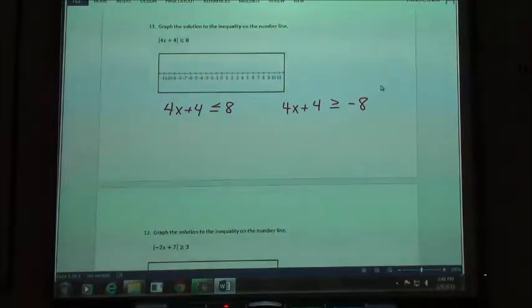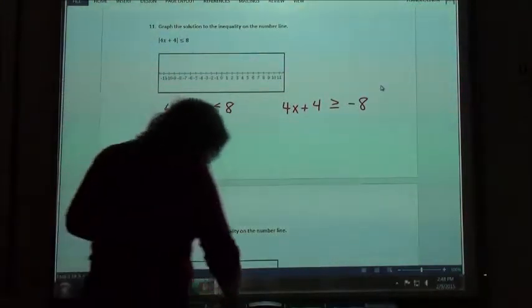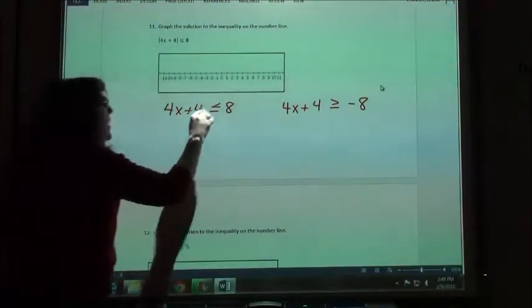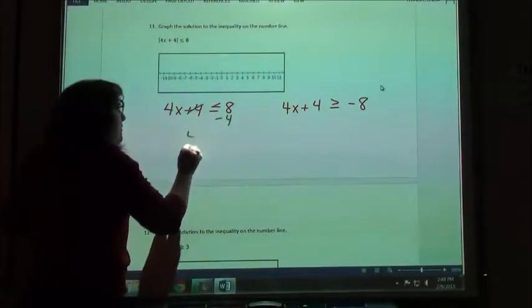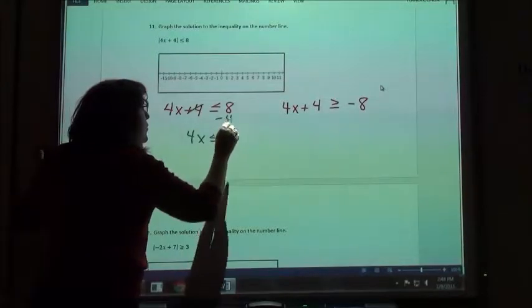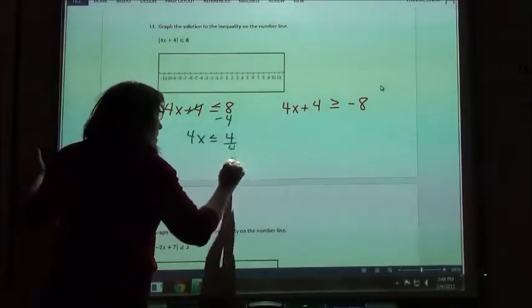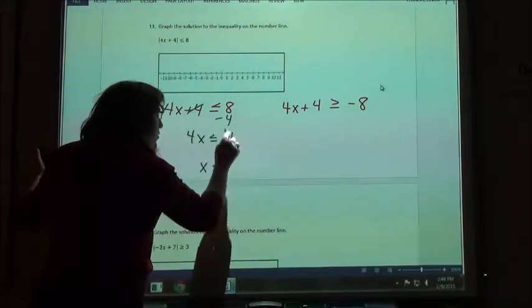We're then just going to solve those two inequalities separately. On the first one, solving for x, I'm going to minus my 4. 4x is less than or equal to 8 minus 4, which is 4. Dividing by 4, x is going to be less than or equal to 1.